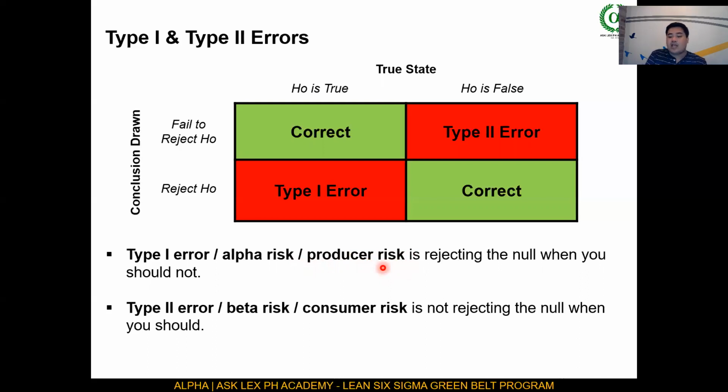Now, the second type of error is committed when we fail to reject H0 when H0 is false. This is also known as the beta risk or the consumer risk. An example again: if you are the producer and you said that this is good, but in reality it is not, then the risk is transferred to the consumer. They will be receiving products that you perceive to be good, but in reality are not good. So the risk is on the consumer side. So these are the two types of errors that we are trying to manage using statistics, which we will discuss later on.